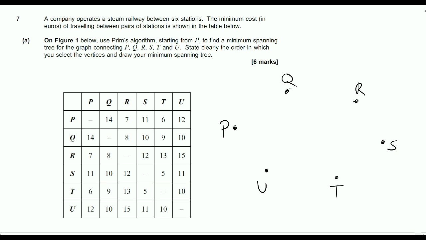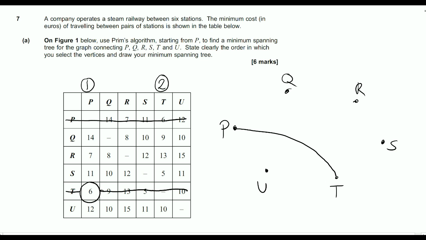So I'm starting at P. When it's asking to state the order, you need to make sure that you're putting the order above here. So I'm starting at P. So I'm going to look down P. What's the fastest? It's going to be P to T. So I circle T. I'm going to visit T second, and I've now visited P, started with P, and visited T. And then in my graph here, I'm going to draw the link between P and T.